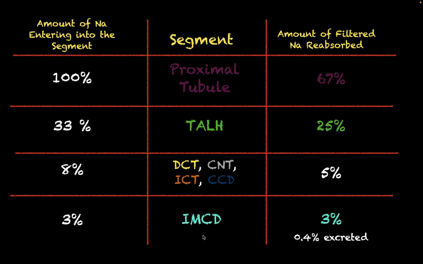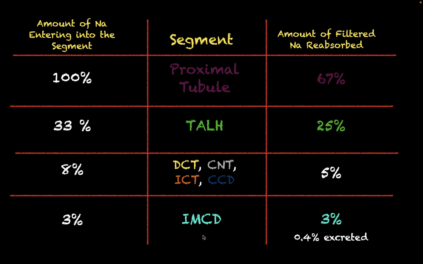So when all is said and done, the filtrate is only going to have around 0.4% of the sodium that was initially filtered into the filtrate that passed through the nephron. So the grand majority of sodium is going to be reabsorbed by the nephron.